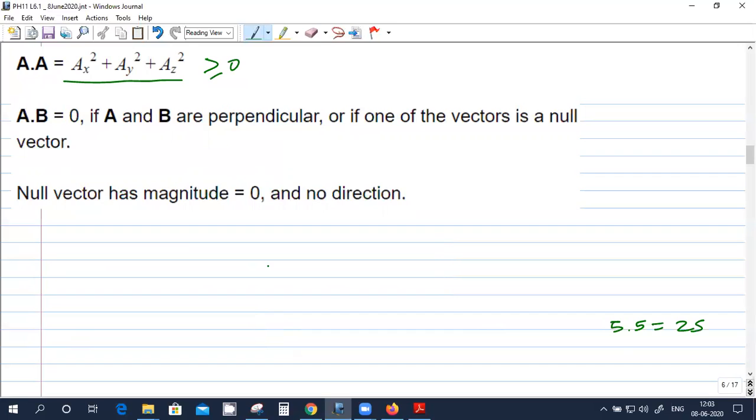And a dot b equal to 0 means a and b are perpendicular, or one of the vectors is a null vector. Null vector means the magnitude is 0 and the direction is not defined.